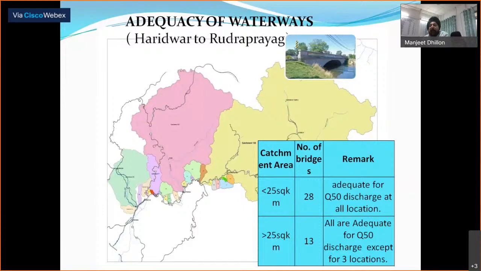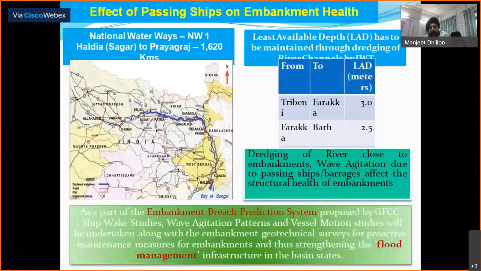Started doing it using the modeling. And this is another thing: when dredging of the river is close to embankments, in case of dredging for navigation channels, then this affects our embankment system. This was pinpointed by the state government, and the state government can't take it up with our central ministries, but they need to have some central organization who should look after this.